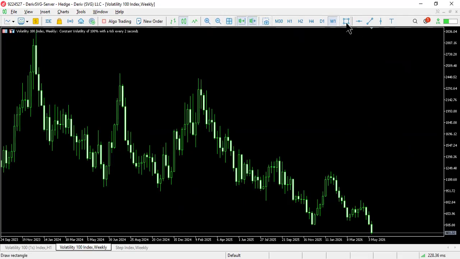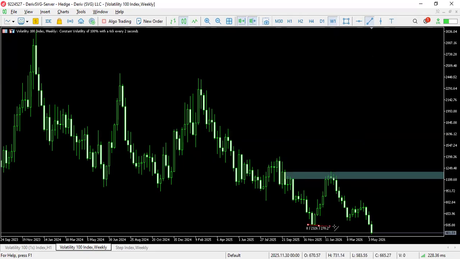Volatility 100, we can see we have our supply zone right there where price has been pushing. And then we can see this is a very good sign. We can see price just broke this demand zone right here. So we have a break of structure.